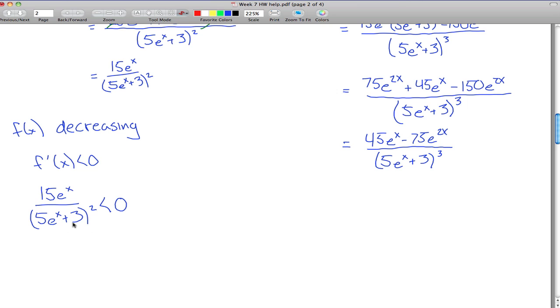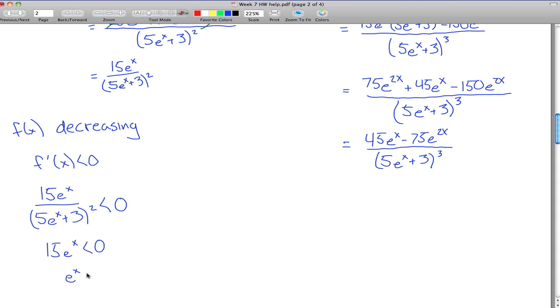The bottom here is always positive. e to the x is always a positive number. Well, really, this is positive, add 3 more, that's positive. Square it, you're definitely positive. So because the bottom's always positive, we can multiply both sides of the equation by what we have on the bottom here, and that will cancel that out and leave us with 15 e to the x is less than 0. So now we're asking the question, when is 15 e to the x less than 0?